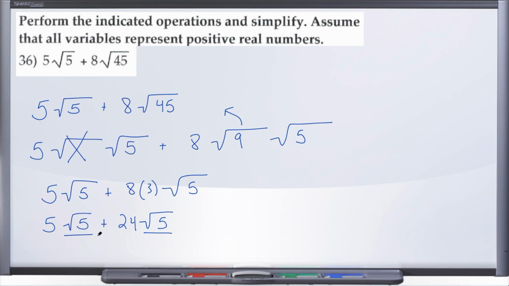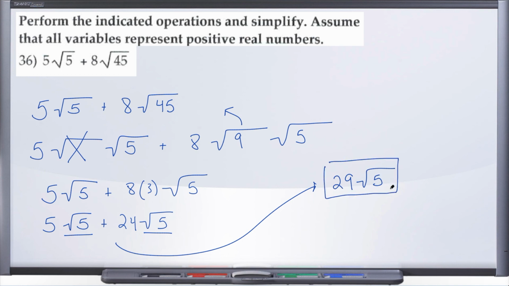And what we're going to do is simply add the coefficients, those numbers outside directly in front of our radicals. And then by doing that, we're going to have 5 plus 24. Well, that gives us 29. And then we rewrite the radical. So in this case, the square root of 5. So our final answer is 29 square root of 5.